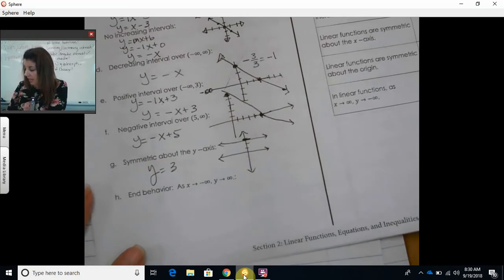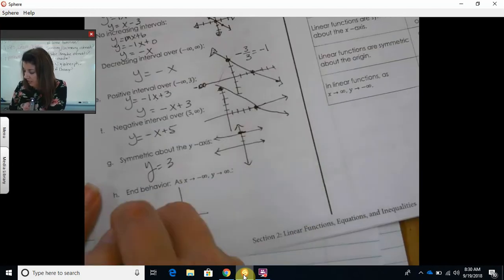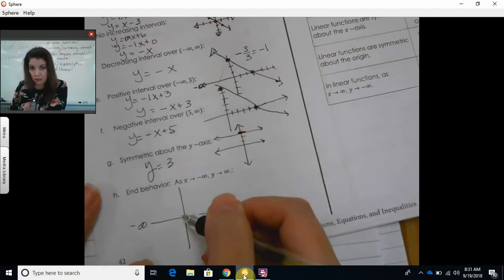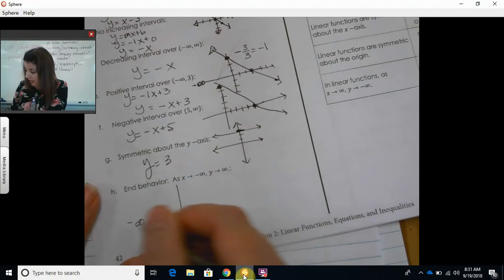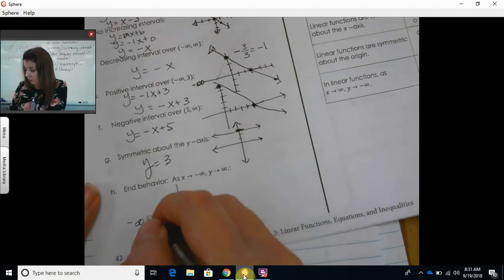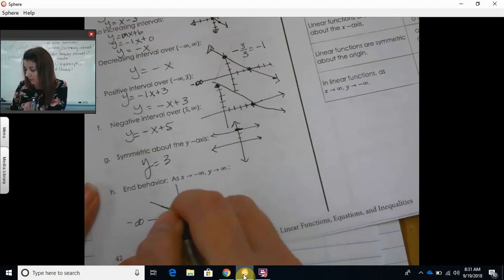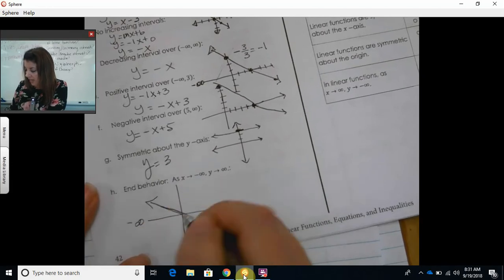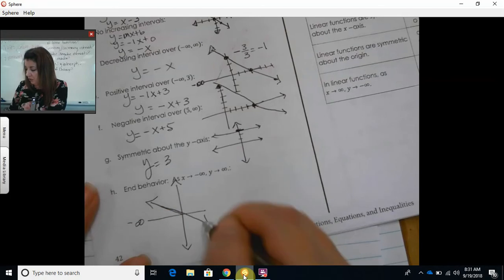H, I want end behavior as x approaches negative infinity. So as the left side of your graph is going to the left, y is approaching positive infinity. So I'll just draw another easy line. As x is approaching negative infinity, is y approaching negative infinity in the graph that I drew?